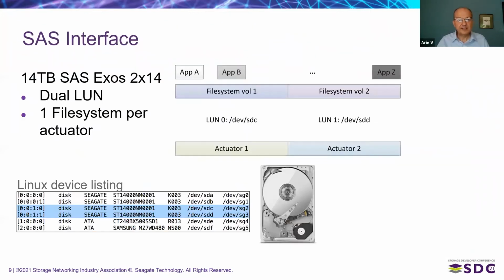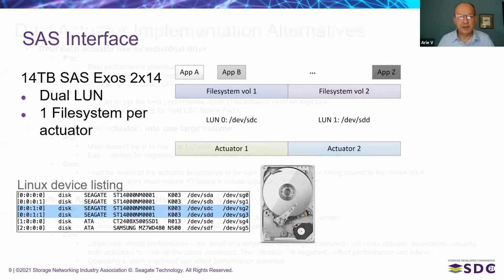Let's take a quick look at the SAS interface. This is what we're deploying today with our 14 terabyte SAS Exos 2x14 with MACH.2 technology. It's a dual LUN drive. Pretty simple. You've got one file system per actuator. You can address them independently, run workloads independently. And in the Linux view, it looks like two separate devices. Just need to make sure that you're keeping both devices busy, and it's very easy to maximize performance.